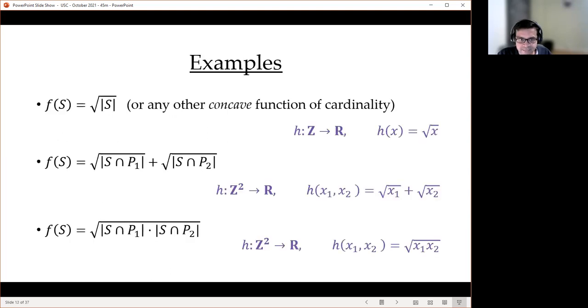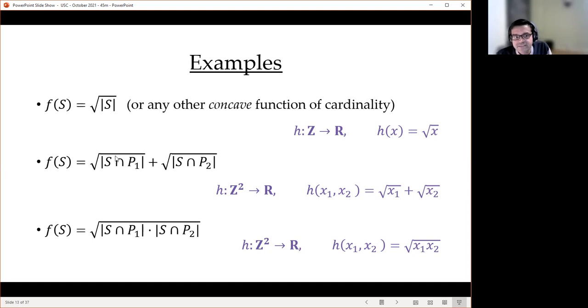So maybe a few examples. One simple example is where the function value of S is just some concave function of the cardinality. I've just put square root here. So here, the partition is the trivial partition. There's just one part in it, so the number of parts, small r, is 1. And the function H is just the square root function. So it takes the square root of the cardinality.